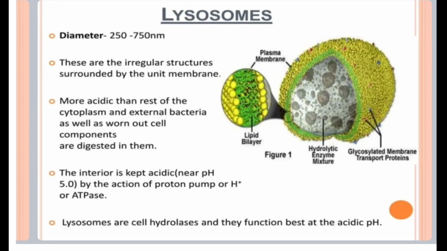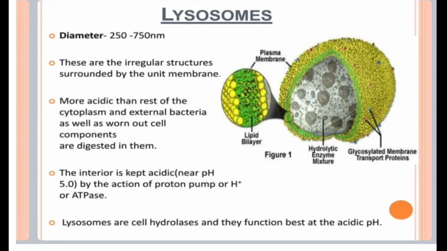Next come lysosomes. These are irregular structures surrounded by unit membranes. They are more acidic than the rest of the cytoplasm, and external bacteria as well as worn out cell components are digested in them. Basically, lysosomes are called the suicidal bags of the cell. In the human body, from the kidneys we get urine, and from the large intestine we get feces, that is the stool. Like urine and feces are waste products, lysosomes also work with waste products.